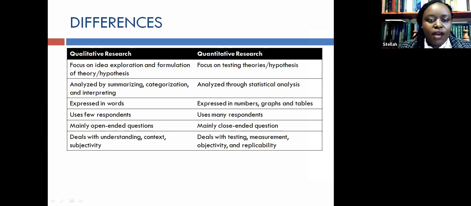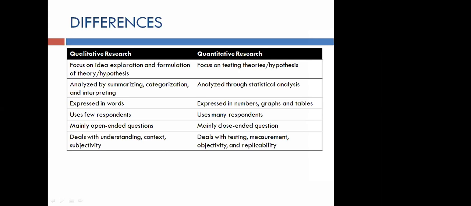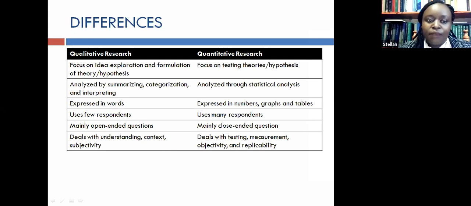So when it comes to the qualitative research, normally we are focusing on an exploration of a theory or hypothesis, while the quantitative normally focuses on testing of hypotheses or theories. Qualitative, we tend to analyze by summarization, categorization, and interpretation, while for the quantitative, we are looking at statistical analysis. The qualitative is expressed in terms of words, and that's why it normally presents in terms of prose. That is, what have you observed? You put it in words. But for the quantitative, we tend to express it in form of numbers, graphs, and tables.